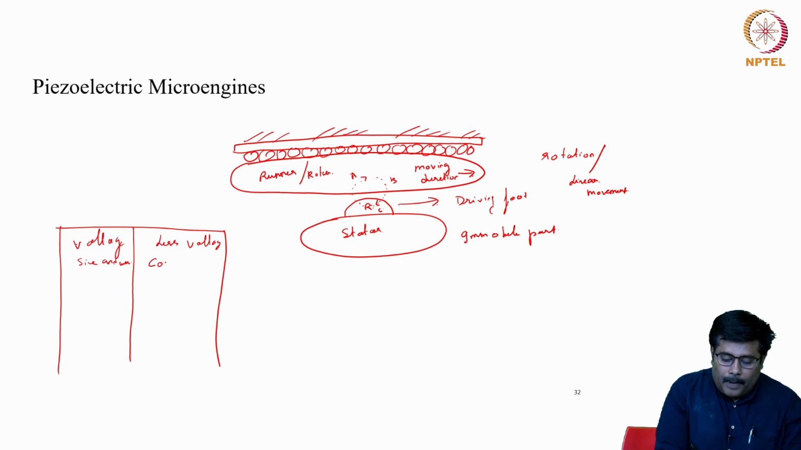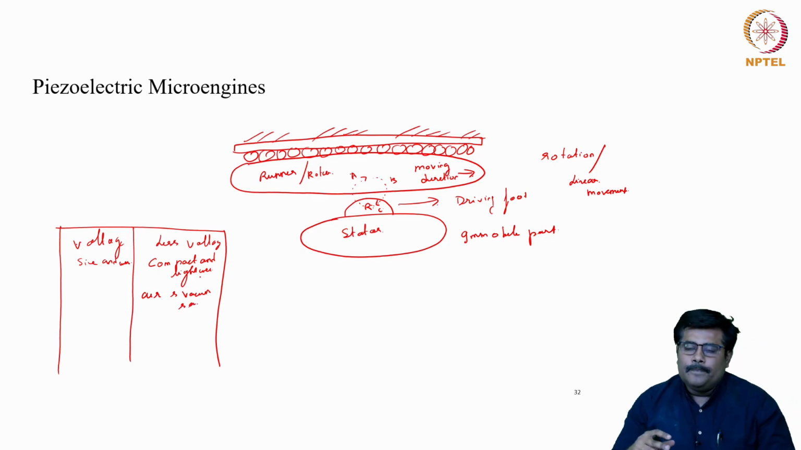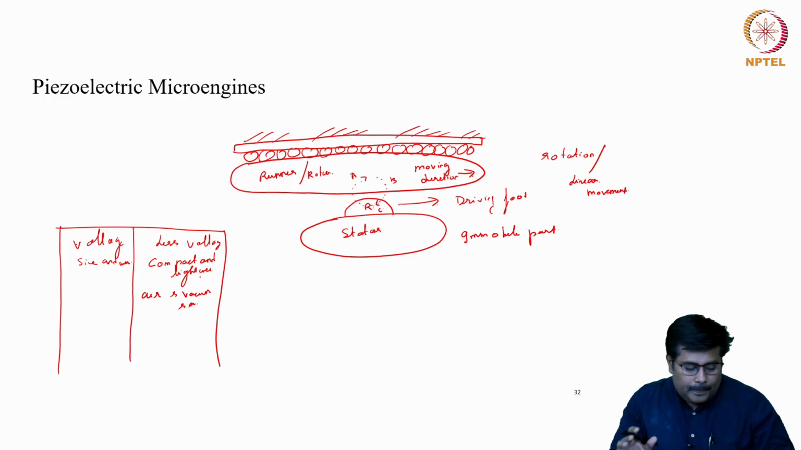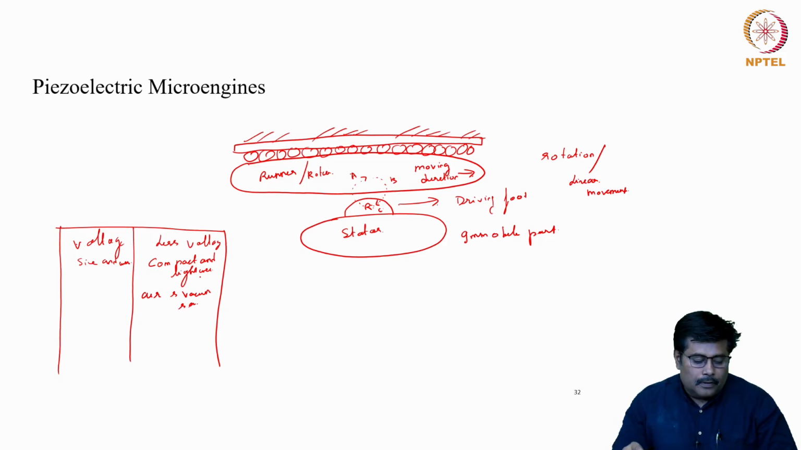It is highly compact and lightweight. It can work in both air and vacuum environments, and it has silent operation. Most important, from the electromagnetic point of view, it does not have any electromagnetic interference, and it has high torque at low speeds.